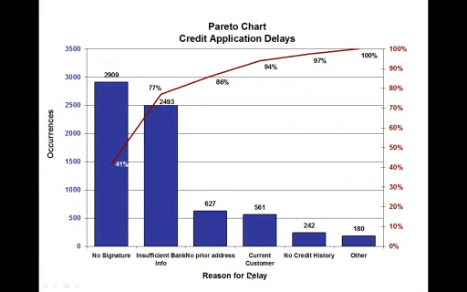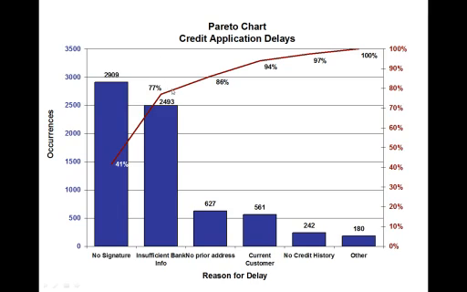So in the case of, for example, credit application delays, these along the bottom were the fishbone categories: no signature, insufficient bank information, etc. So those were the ideas that came out on the fishbone. Then we looked at the actual data on how many of these credit application delays was that the reason. And what you do is you rank them in order from highest to lowest, and then you can use an automated system to do this, and there's many, many different programs you can do. It's easy to set up in Excel, actually.